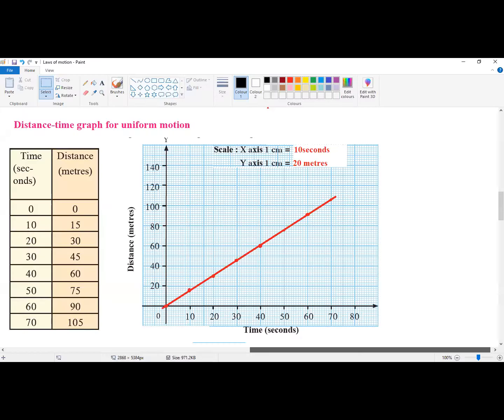Okay. So we were discussing the distance-time graph for uniform motion, and in fact we have already plotted that graph. So let's go through that graph once again. Can you see this? No, sir, it is loading. Yes, sir, now we can see. Okay. So do you understand how to plot the graph? Yes, sir.